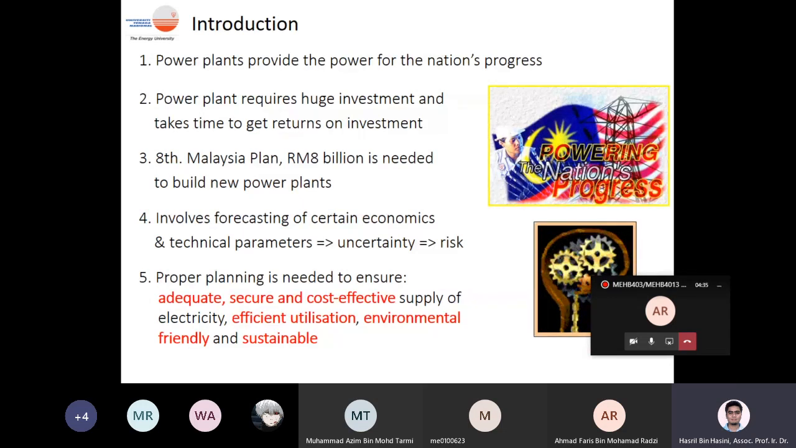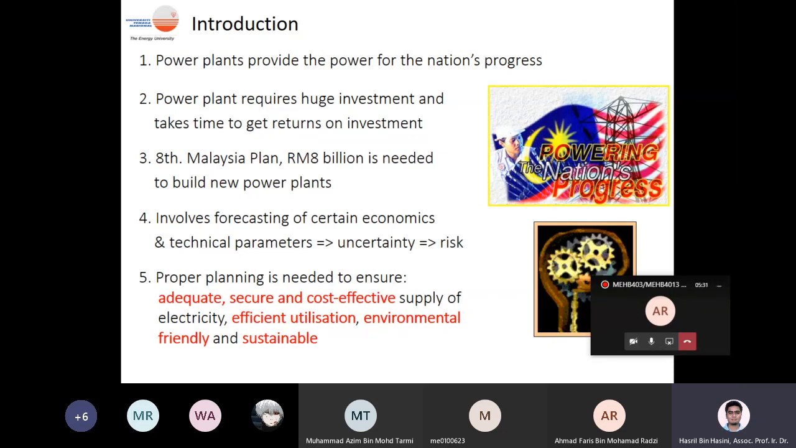Okay, we know that a power plant is very important to the nation. It provides the power which is absolutely needed in any country in the world. So that's why this has been gazetted as one of the important strategic targets for the safety and security of any country. A power plant requires huge investment, and it takes time to get the return on investment. For example, if you look at Manjung 1, 2, 3 units, the cost to construct all 3 units altogether is around 6 to 7 billion. So that is the kind of investment that we need to put in order to generate electricity.